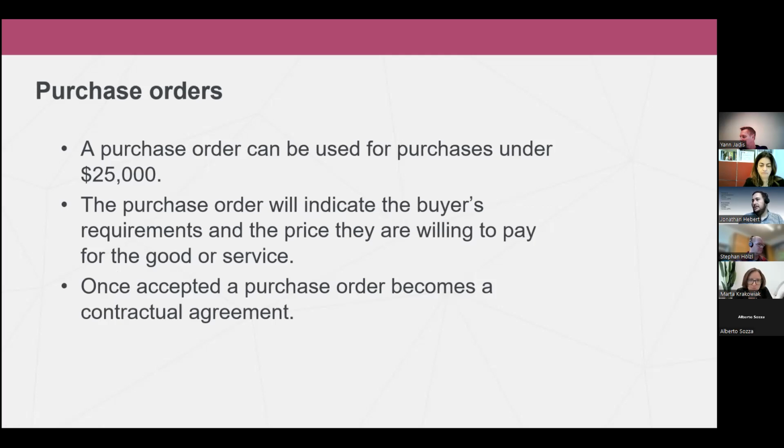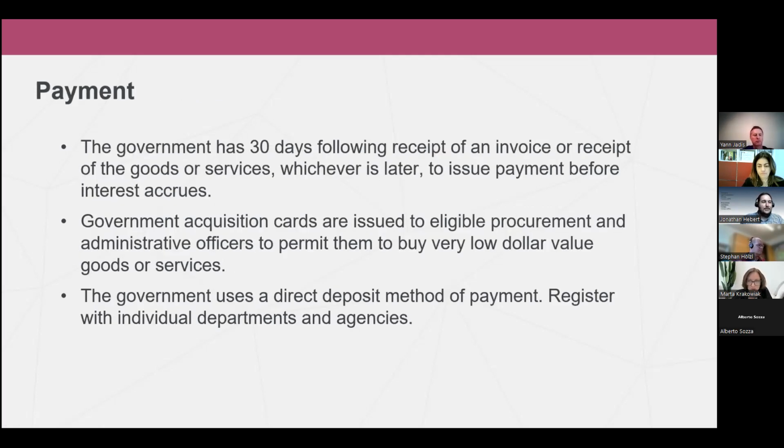We do use purchase orders for purchases under 25,000. It simply can go through a purchase order that we can put out. And so we can purchase a good directly from you via purchase order under 25,000. And as I mentioned to Marta, we have 30 days following the receipt of an invoice or receipt of the goods or services, whichever is later, to issue the payment before interest starts to accrue. Government acquisition cards are issued. So we do have government credit cards that can be used for smaller dollar value procurement. That is a possibility. And government uses direct deposit. So we would deposit directly to a bank account.